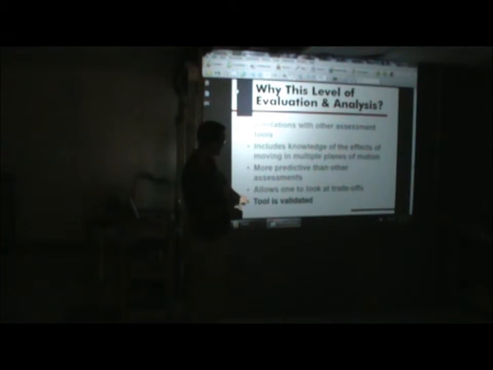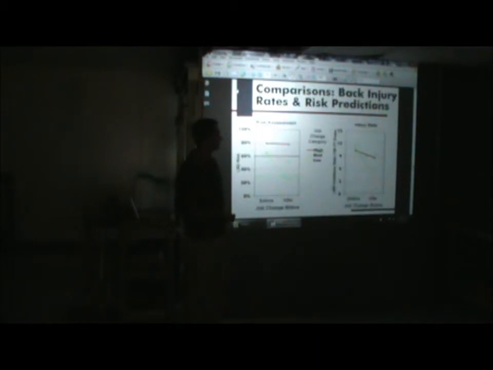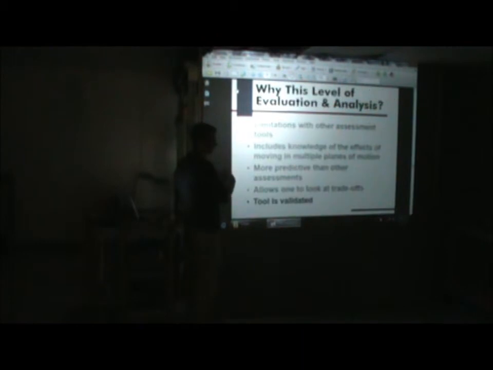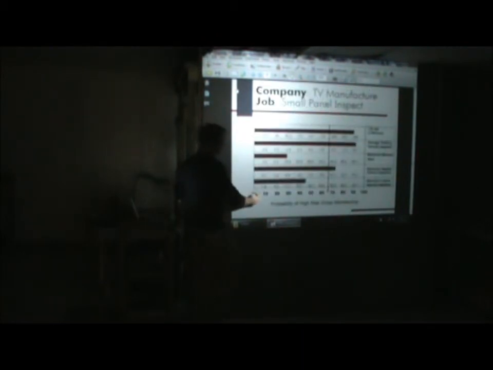And this tool is validated, which you guys have probably seen a lot of the tools out there don't have a whole lot of validation behind them. So they did compare the risk model to injury rates for these jobs that they looked at. So you can kind of see, and these are the thresholds that are used. If we go back two.